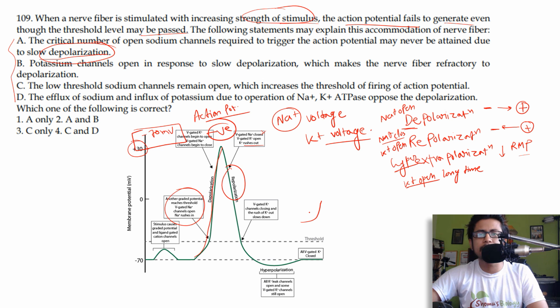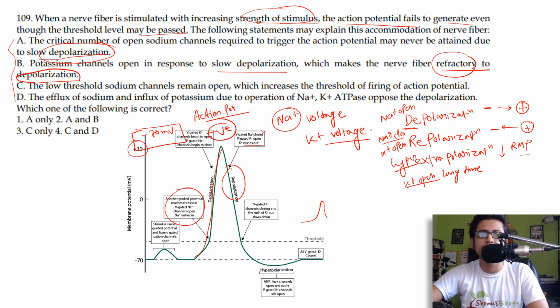As the sodium channels are opening very slowly, time passes and the potassium channels start to open up. As potassium channels start opening, quick repolarization will take place. Potassium channels open in response to slow depolarization, which makes the nerve fiber refractory to the depolarization. This is also true. What does refractory mean? Refractory means stubborn. That means the nerve fiber becomes stubborn to depolarization, depolarization is halted and repolarization begins because of the slow opening of the sodium channels.